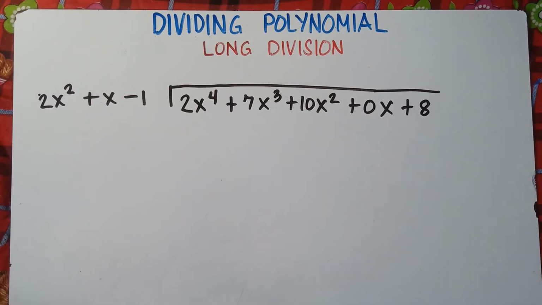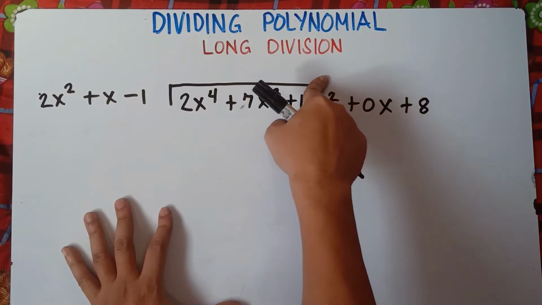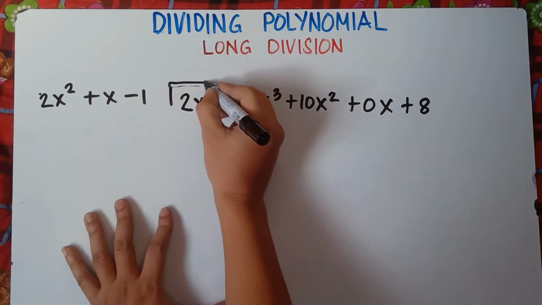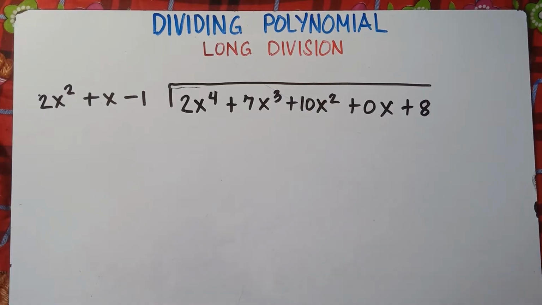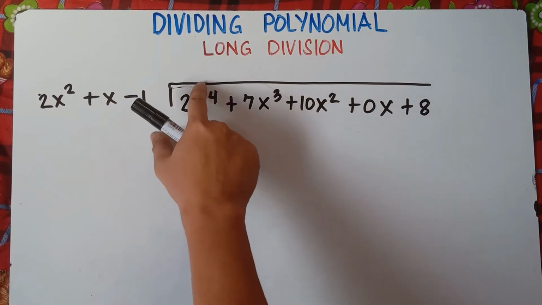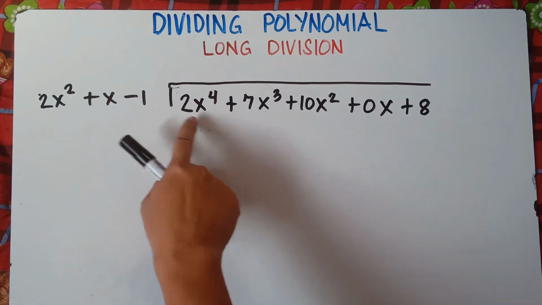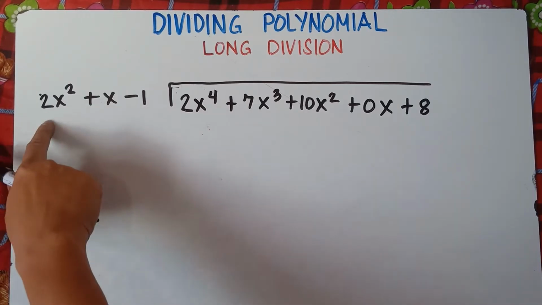Then let's solve, class. Alright, so bear with me. We will be solving this one step by step for you to really understand this one, class. Alright, let me straighten the line, class. Okay, let's start. So first thing to do, class, you divide the leading term by the first term. So 2x raised to the power of 4 divided by 2x squared. Once again, you divide the leading term by the first term.